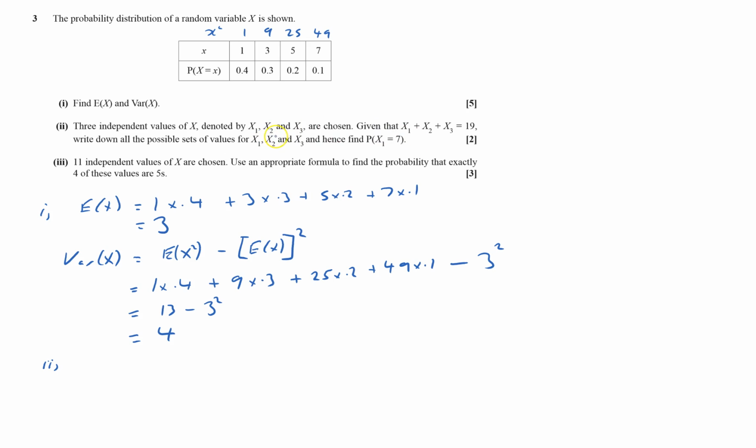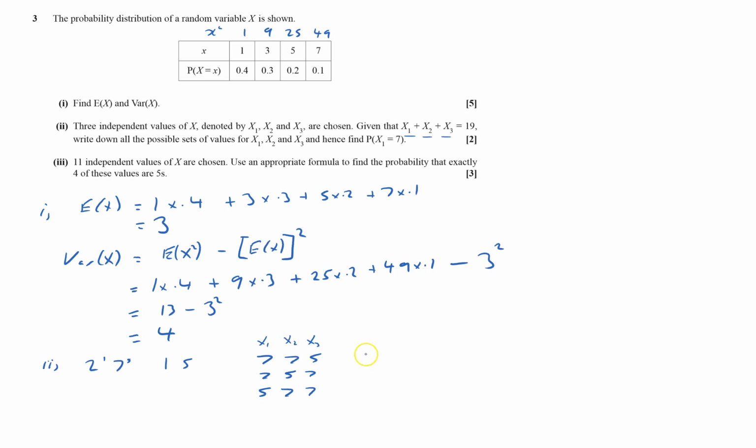And part 2. 3 independent values of x are chosen, 1, 3, 5 and 7, so I could get a 3 and a 5 or whatever. It tells me that x1 plus x2 plus x3 must be 19, so I've got to have 2 7s and 1 5. So I could get a 7, 7, 5, or 7, 5, 7, or 5, 7, 7. Those are my 3 possibilities.